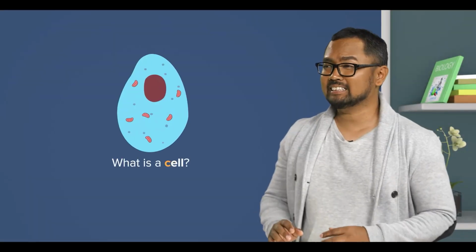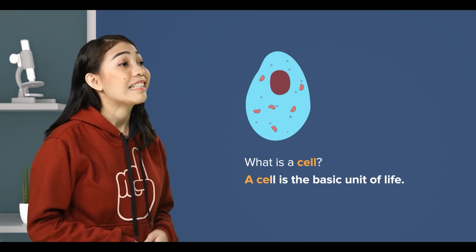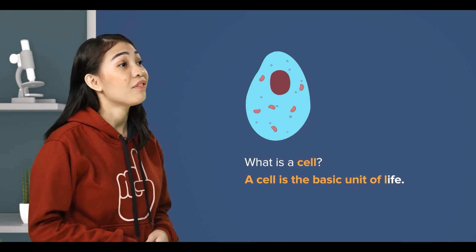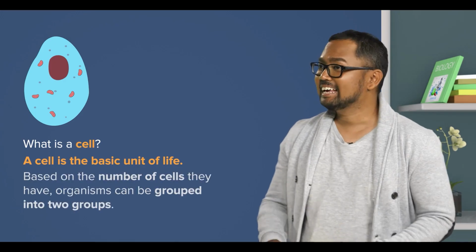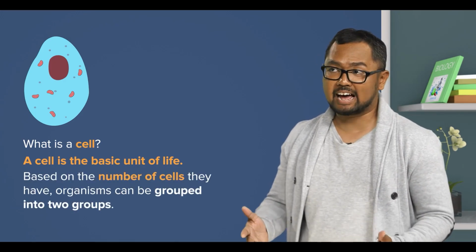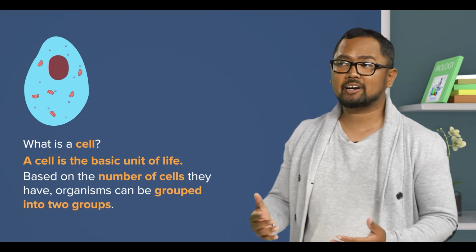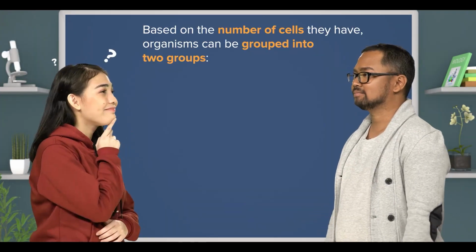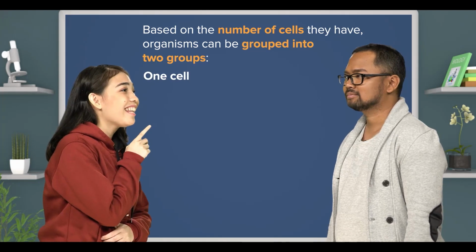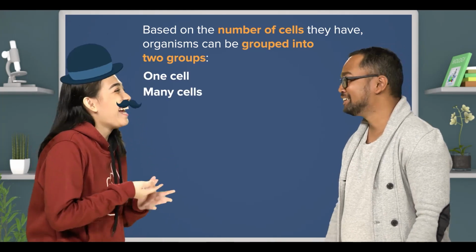But you know what a cell is, yes? A cell is the basic unit of life. Yes, and based on the number of cells they have, organisms can be grouped into two groups. What are they? One cell and many cells?